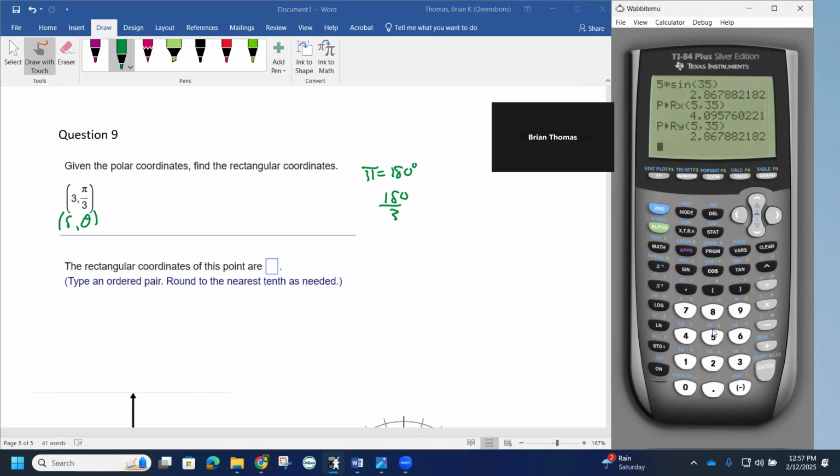So if I clear this off and type in 180 divided by 3, you get then 60 degrees.